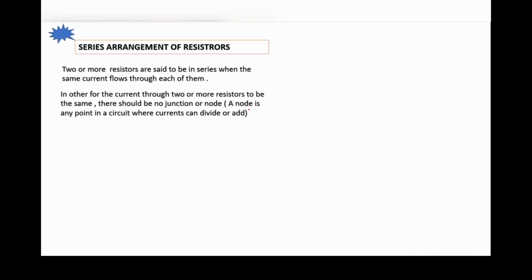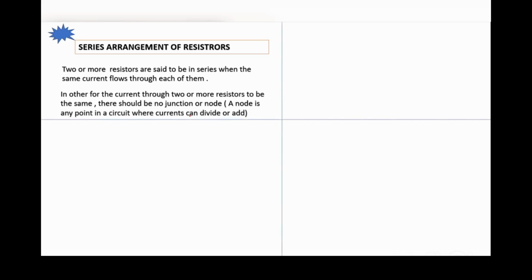Note this. The definition of a node is any point in an electric circuit where current can divide or add. So, current can divide through that. We call it a junction. Normally in a junction, we have like three streets coming together. We have a point there. When you are in a junction, you can pass through any street you want. So it's the same application in the series arrangement or in an electric circuit.